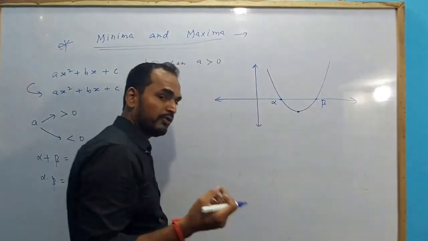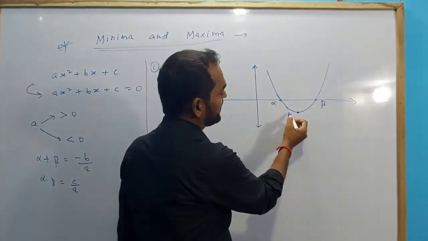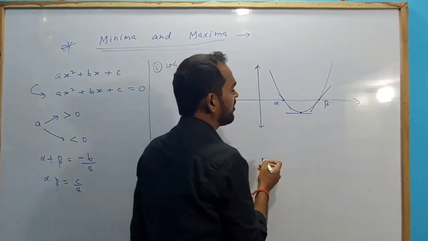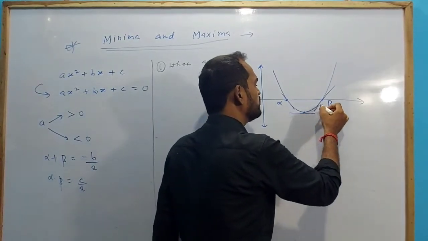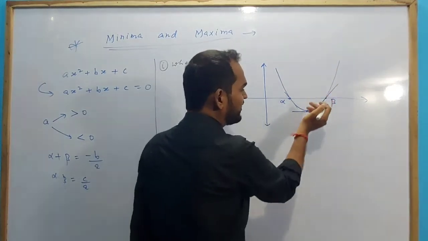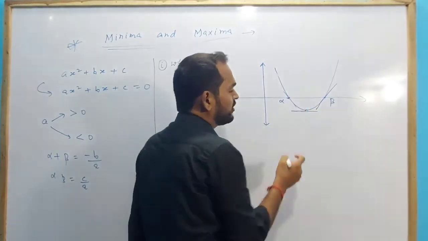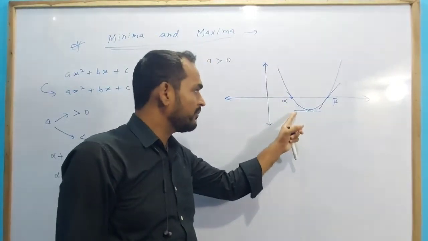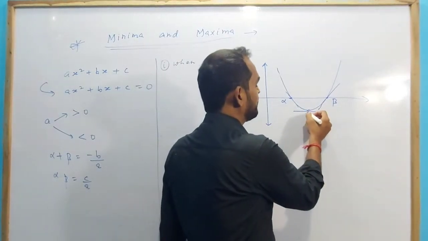Which point do we say is minima? Just try to understand. Suppose here a tangent is parallel to the x-axis. It means this graph is coming down here, and from here it is going to start rising. So at that point where it changes its nature, coming down and going upward, that point is the point of minima.